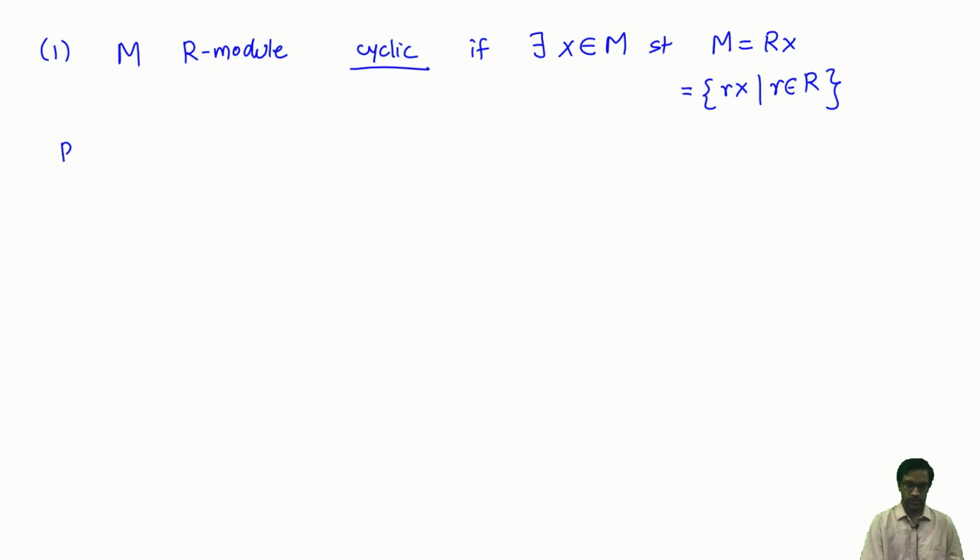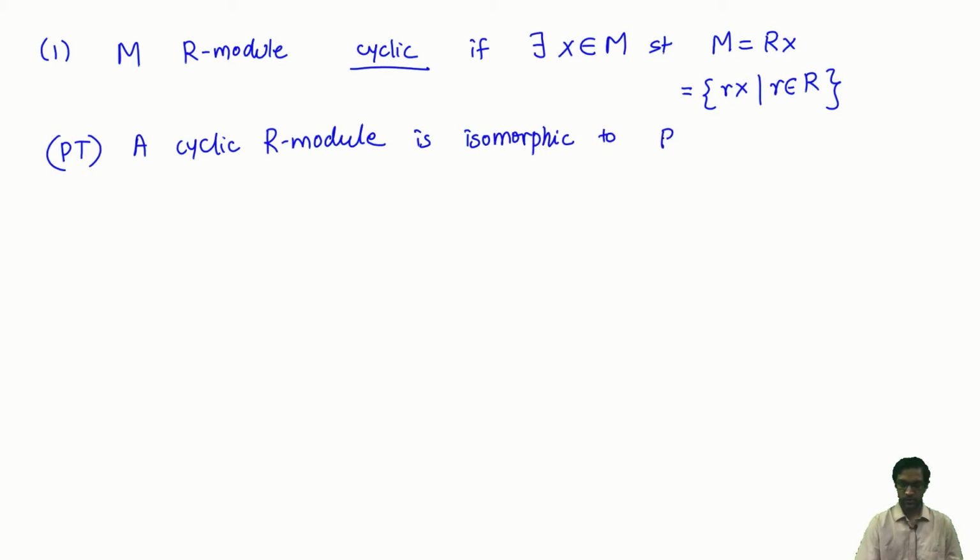Okay, so here's the question. Problem: prove that a cyclic R module is isomorphic to a special module R mod I, the quotient module R mod I, where I is some left ideal.